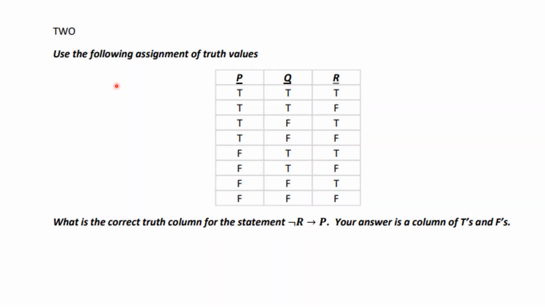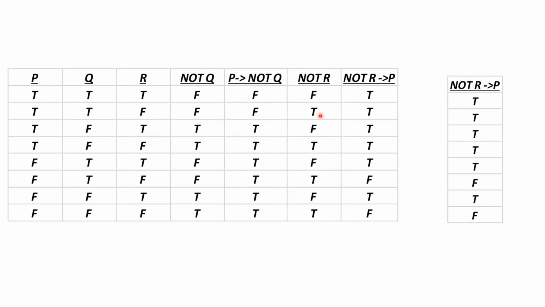We have another one, another truth table. Use the following assignment of truth values, but this time we're taking negation R implies P. It'll work the same way. So not R is going to be FT, FT, FT, FT, and so not R implying P, and P is over here. So we're only going to put a false where we have a true over here implying a false.